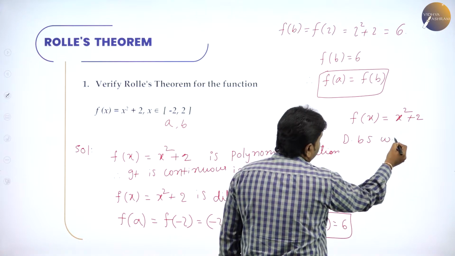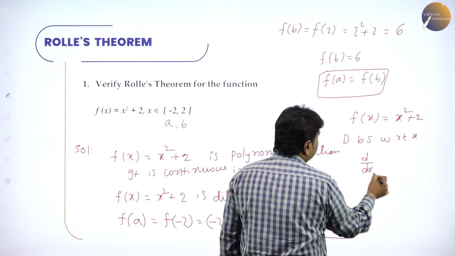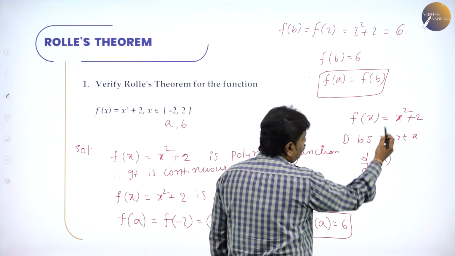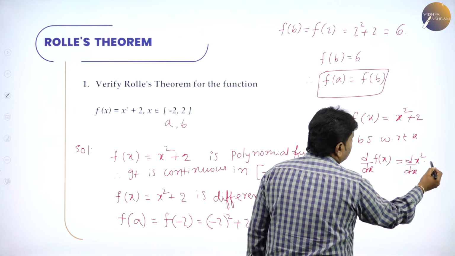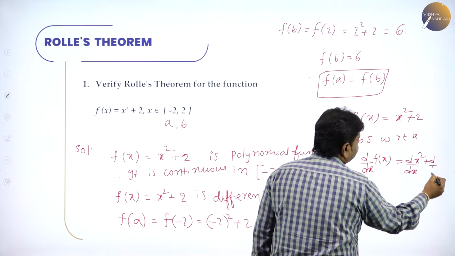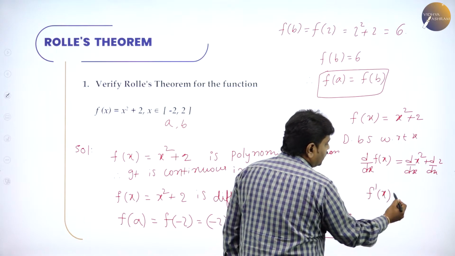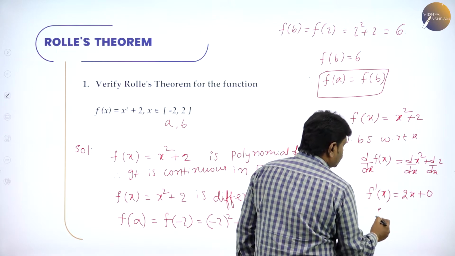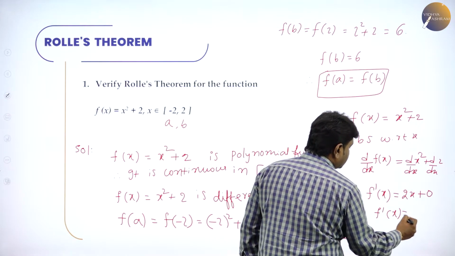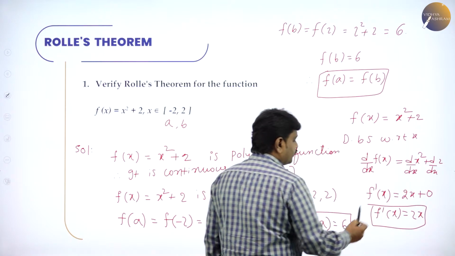Differentiate both sides with respect to x. If you do that, you will get d by dx of f of x is equal to the RHS: d by dx of x square plus d by dx of 2. d by dx of f of x is f dash x, and d by dx of x square is 2x. And the derivative of 2 is 0. So you got f dash x. What is f dash x? You got 2x. So f dash x is 2x.